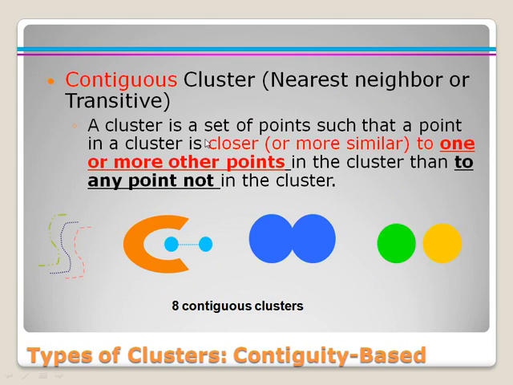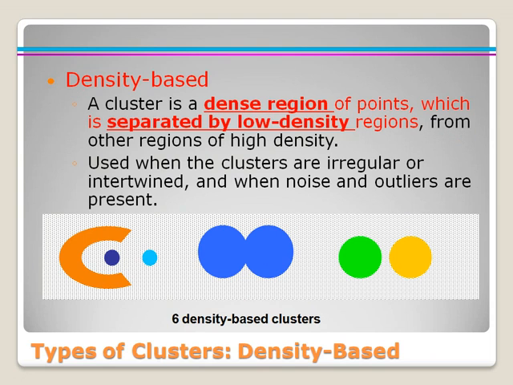Now, for contiguous clusters, you use something they name nearest neighbor or transitive. A cluster is a set of points such that a point in a cluster is closer or more similar to one or more other points in the cluster than to any point not in the cluster. This is a very difficult type of clustering, very difficult to define the blue clusters with the small points and the orange, to separate them from those clusters. Based on the technique you are using, some of them are good enough to find this cluster, some of them are not good at finding the cluster.